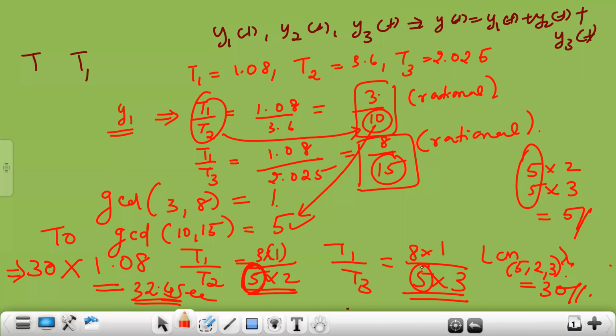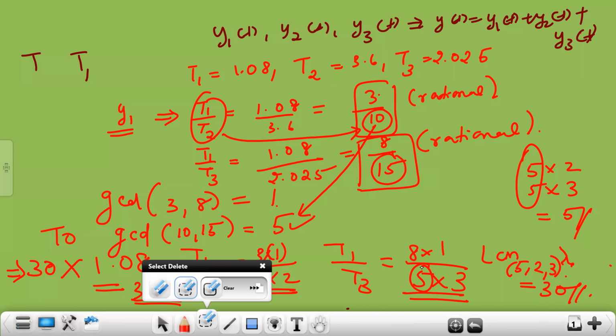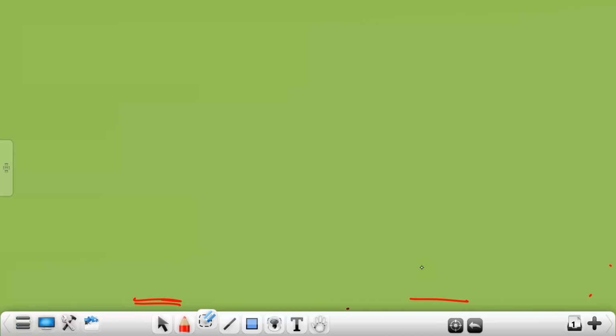Now come to the previous question. Sayan, can you dictate the previous question? Sir, the previous question was y of t is equal to cos of 3.5t plus sine of 2t plus 2 into cos of 7t/6. Okay. So in the previous question, you calculated T1 by T2 as 4 by 7, then T1 by T3 as 1 by 2. Isn't it?